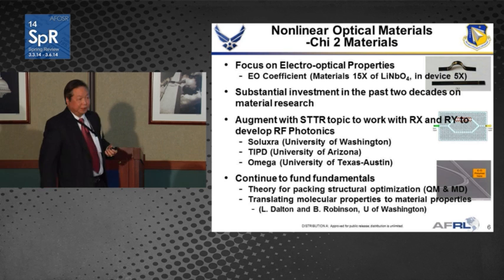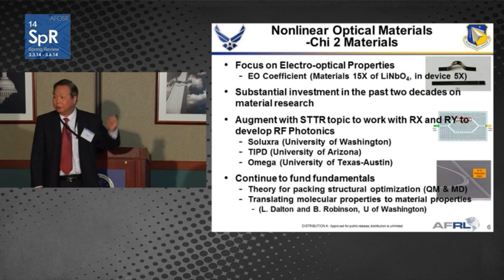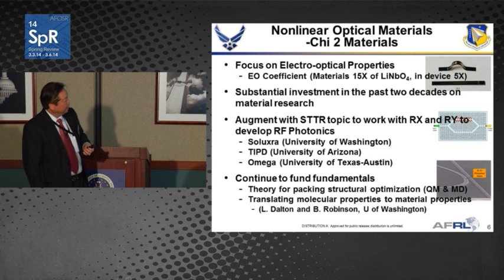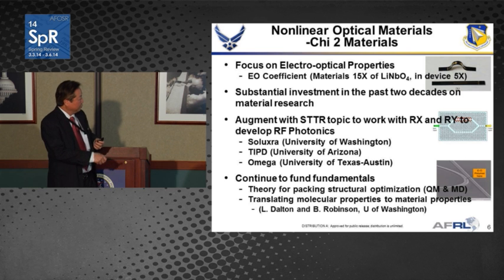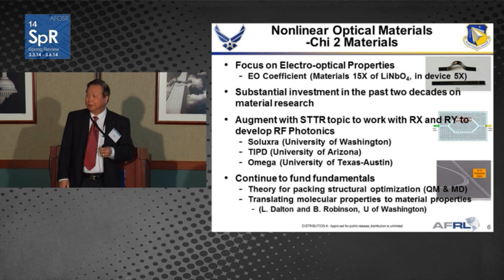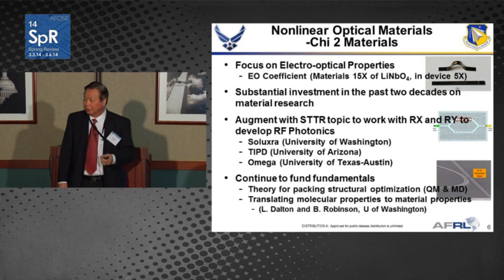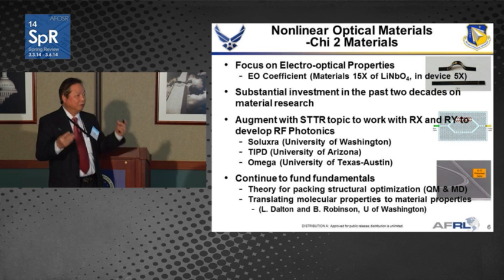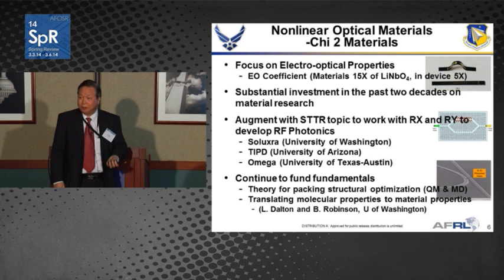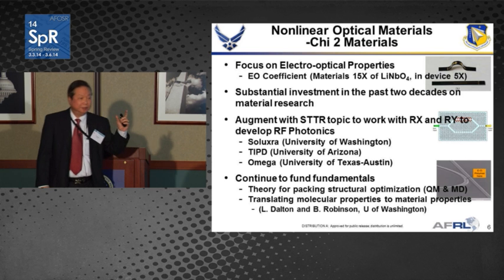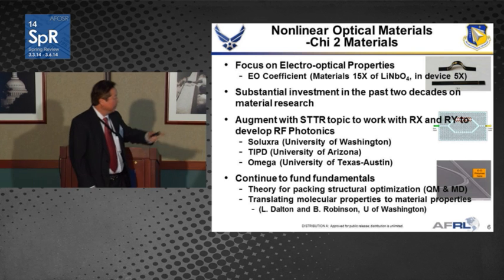But we continue to address the fundamentals. We want to make sure that in the device, it's not just 5x. We want to have the electro-optic efficiency as high as possible. So what they are doing is a combination of quantum mechanics and molecular dynamics, doing multi-scale modeling in order to understand the packing of the chromophore in the material. What we want to do is to translate the molecular properties, which is the nonlinearity of the chromophore, into materials that give us good nonlinear optical properties.